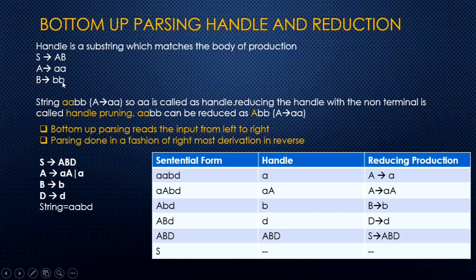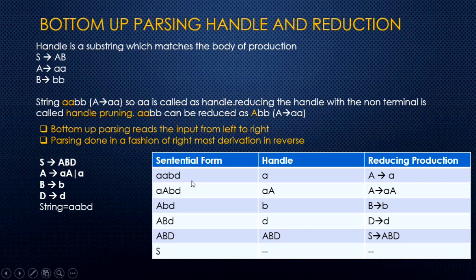Now what you can do is this small a can be replaced by capital A. So I replace it by capital A. This concept is called handle pruning. Now bottom-up parsing generally reads the characters from left to right, and the parsing is done in the fashion of a rightmost derivation in reverse. Now we'll learn about this handle pruning and handle reduction.